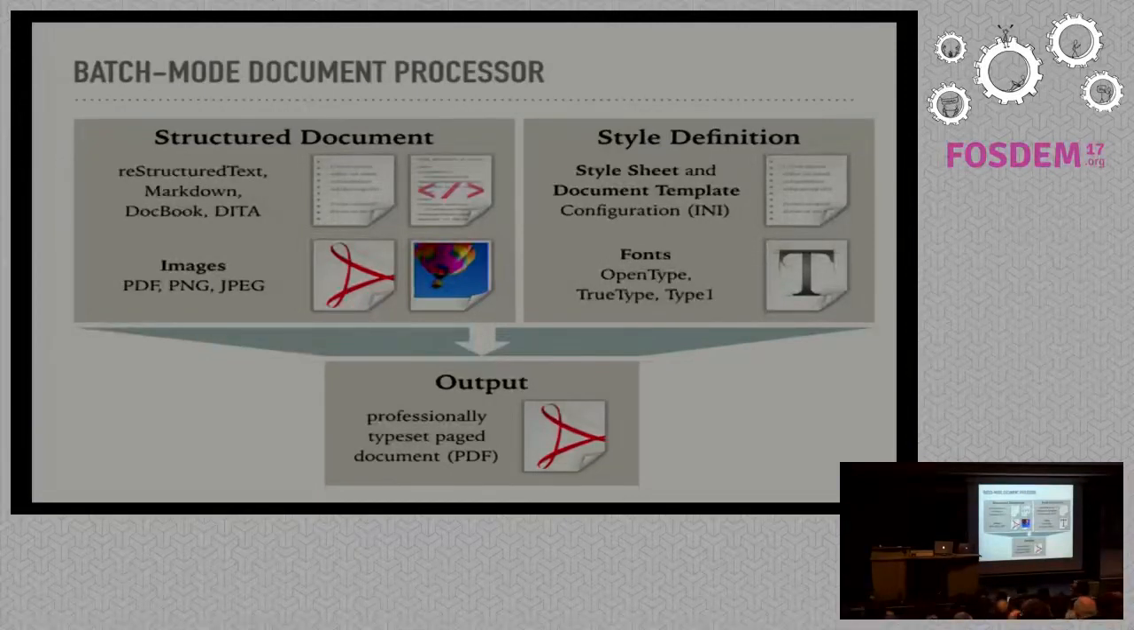Of course, besides the text stored in the structured document, we can also provide images. rinohtype accepts PDF, PNG, and JPEG images. If you want to use other bitmaps, you can do so if Pillow is installed. To style the output, rinohtype depends on style definitions in the form of a style sheet and a document template. These are both plain text files in INI format. Besides these style definitions, we also require fonts, and rinohtype supports the most common font formats such as OpenType, TrueType, and the PostScript Type 1 format. So combining these inputs, rinohtype will produce an output that is a PDF document.